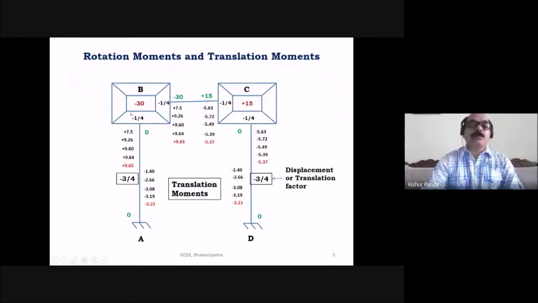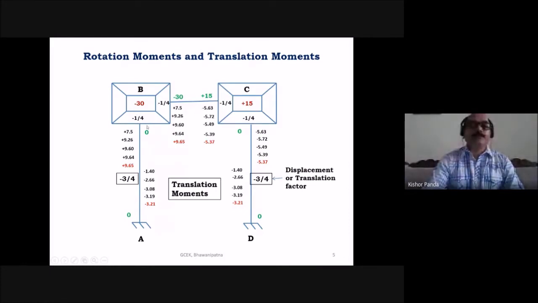So this is in tabular form. You can find it out. I will just explain this table. This is the frame. There are two joints, B and C. You have to make two blocks here at joints B and C, this type of block here.